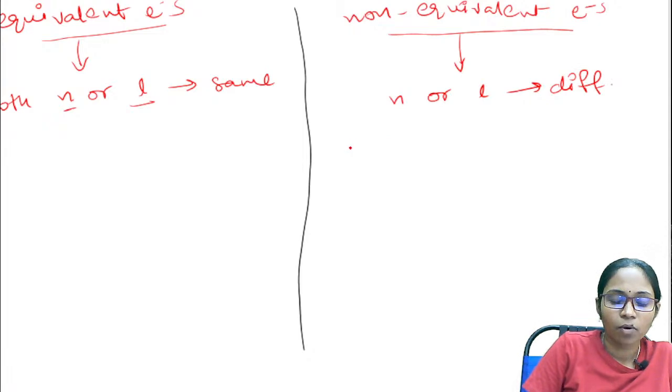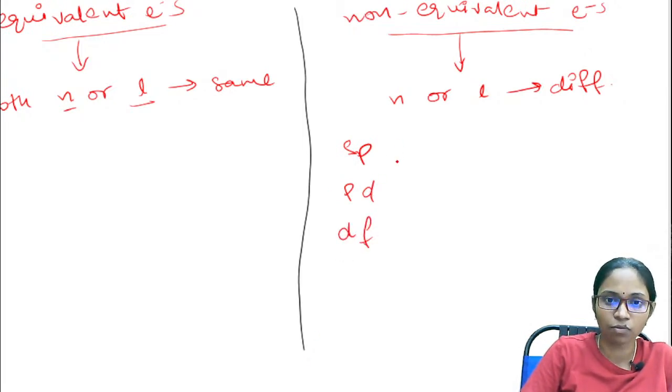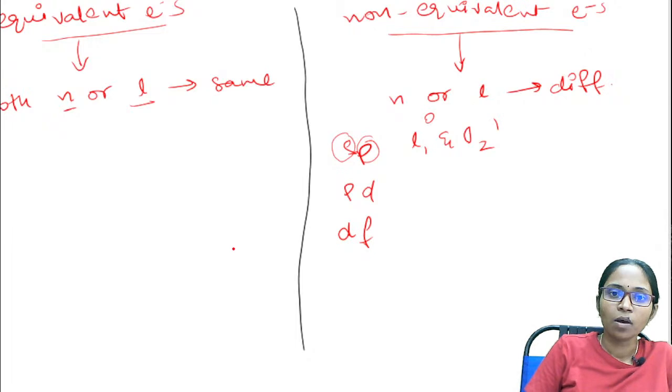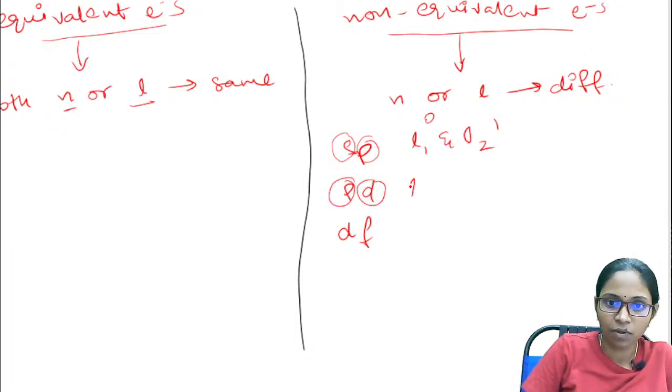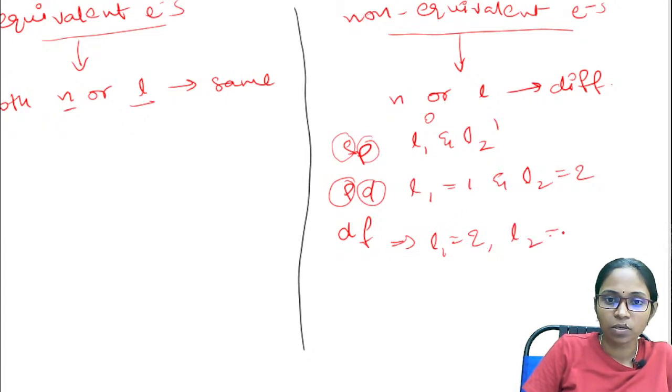For example, I have sp configuration, pd, df, and so on. We have different configurations in our electronic configuration, right? sp, pd, df. For example, here both the l values are different. l1 and l2 are different. In sp, l1 value is 0 and l2 value is 1. In pd, l1 value is 1 and l2 value is 2. Here l1 is 2 and l2 value is 3.